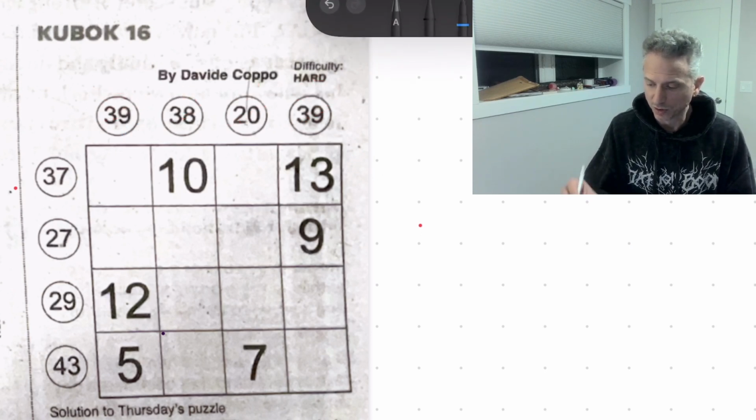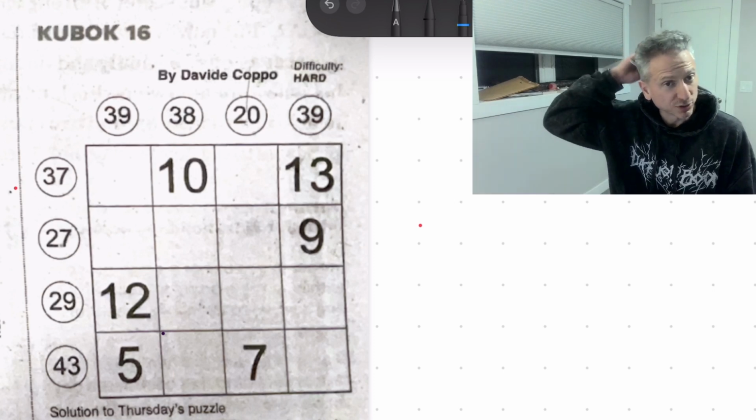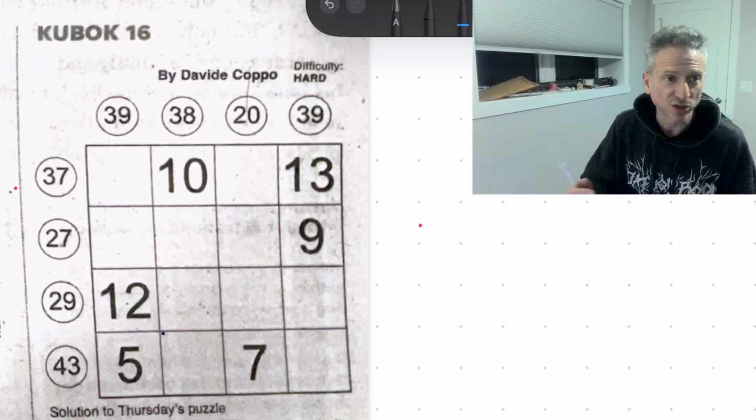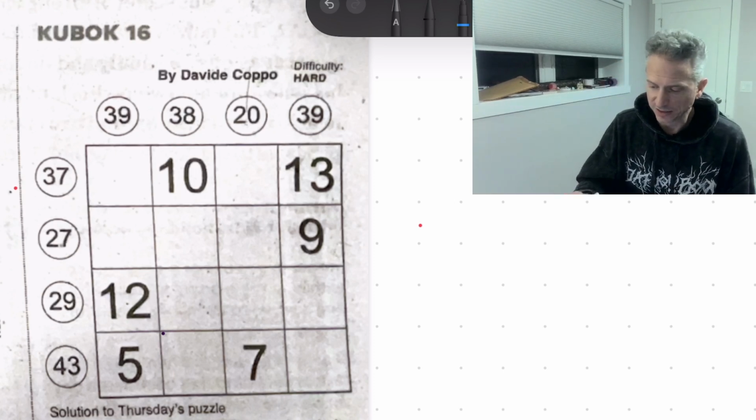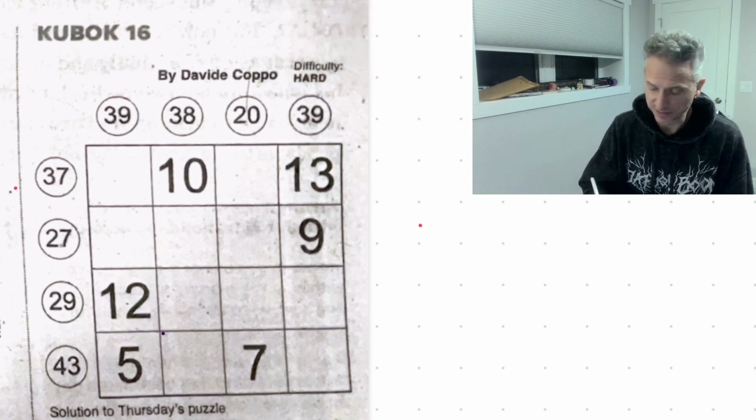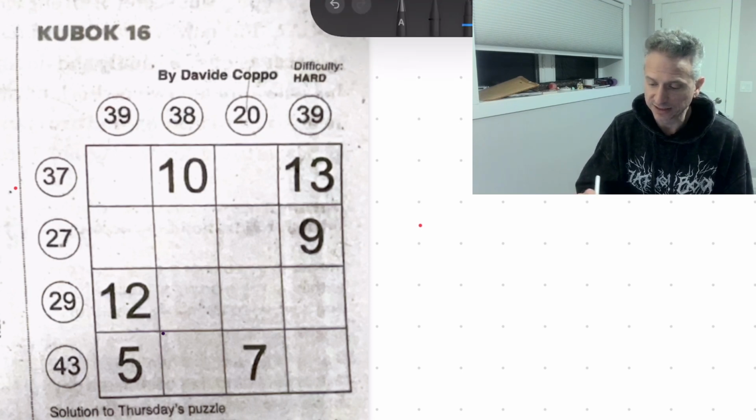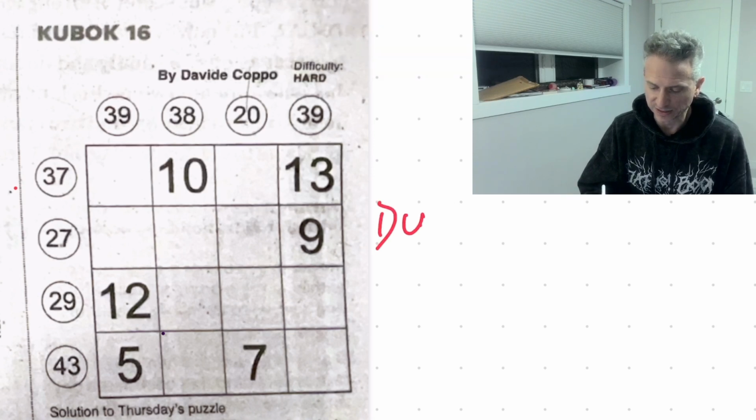So now what I'm going to do is go through the methodology that I use to solve a Kubok 16. And the first thing that I do is very simple: I update the totals. Okay, so the number one thing I do is I update totals.